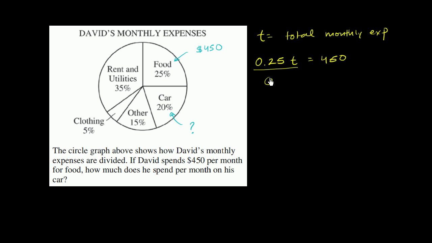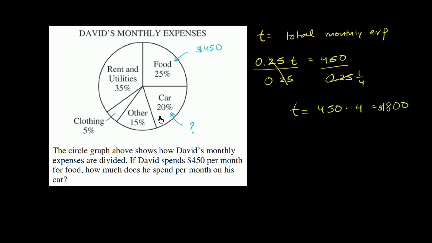You divide both sides by 0.25, and we're left with T is equal to, well, if you divide by 1/4, that's the same thing as multiplying by 4. It's going to be 450 times 4. Because this thing is the same thing as 1/4. Dividing by 1/4 is the same thing as multiplying by 4. Now 450 times 4 is going to be equal to 1,800. So that would be his total monthly expenditures.